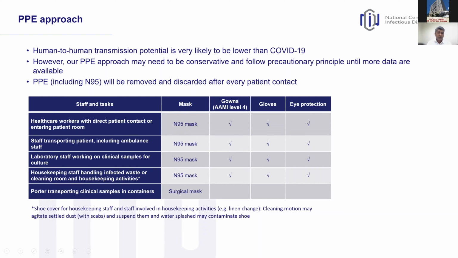We also give shoe covers to housekeeping staff and staff involved in housekeeping activities, because we are worried about resuspended dust particles. But generally, this is the PPE: N95 mask for healthcare workers, AAMI level 4 waterproof gown, gloves, and eye protection. Except for porters transporting clinical samples, who wear only surgical masks, because this is our national policy currently, indoor surgical masks for COVID.